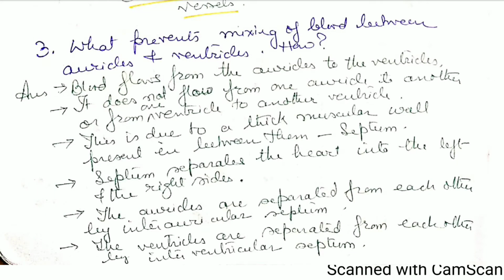Today again I'm going to discuss the question answer series of the circulatory system in humans according to ICSE syllabus class 8. Okay. So in my last video I stopped with some question answers. I was discussing the answers to the following in detail. So the third question today I will start with. What prevents the mixing of blood between auricles and ventricles and how?